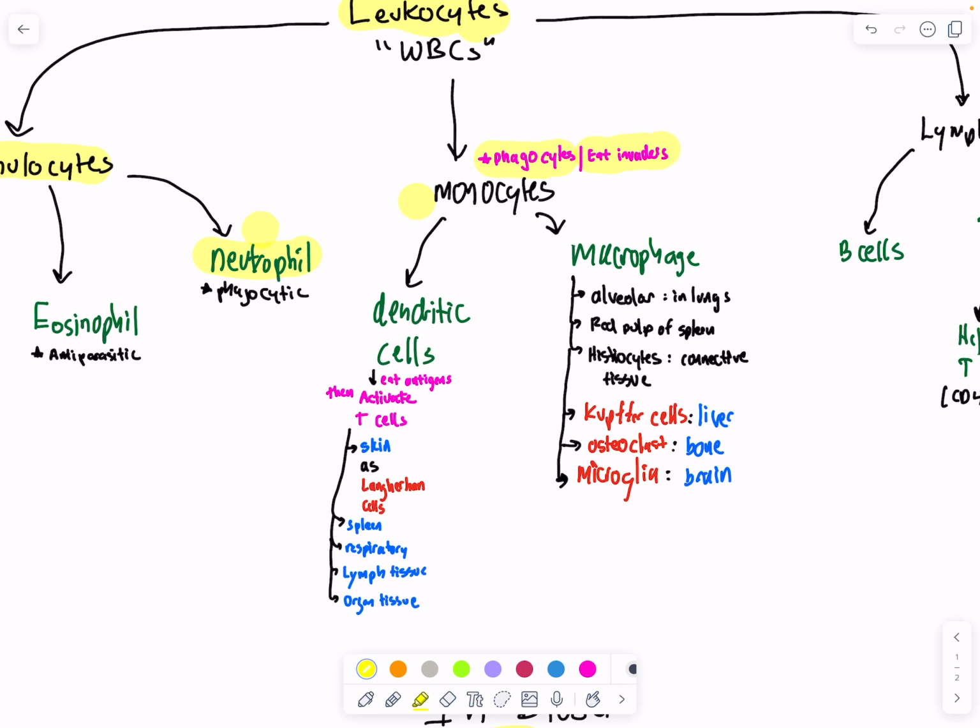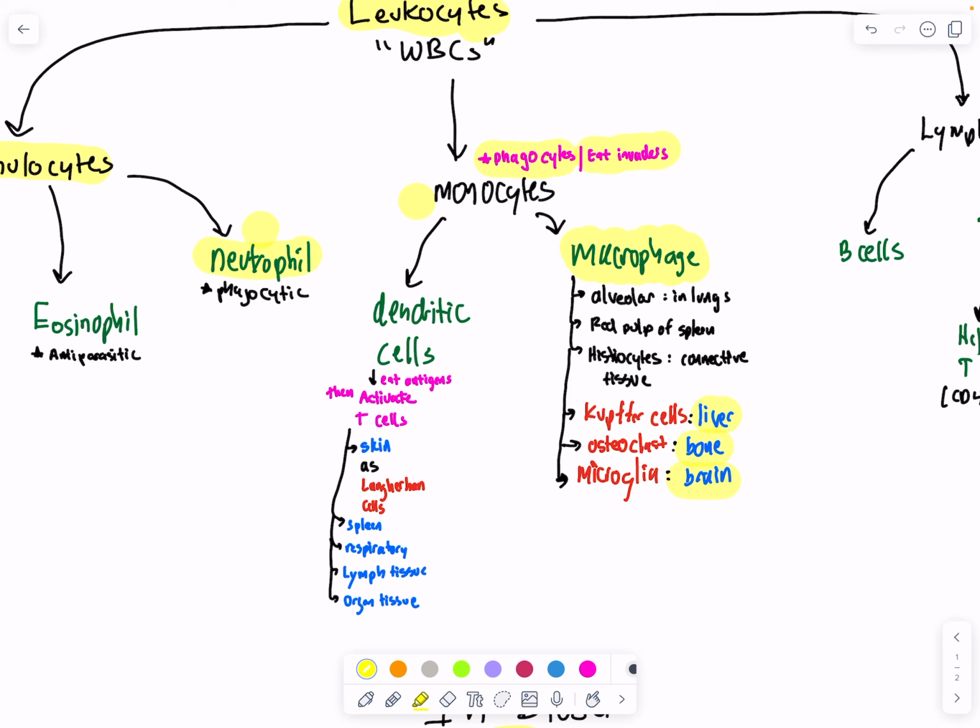We have two main branches. We have macrophages, which are pretty much everywhere. You have alveolar macrophages in the lungs. You have macrophages in the spleen. You have histiocytes, which are macrophages in connective tissue. You have Kupffer cells in the liver, osteoclasts in the bone, and microglia in the central nervous system, the brain.